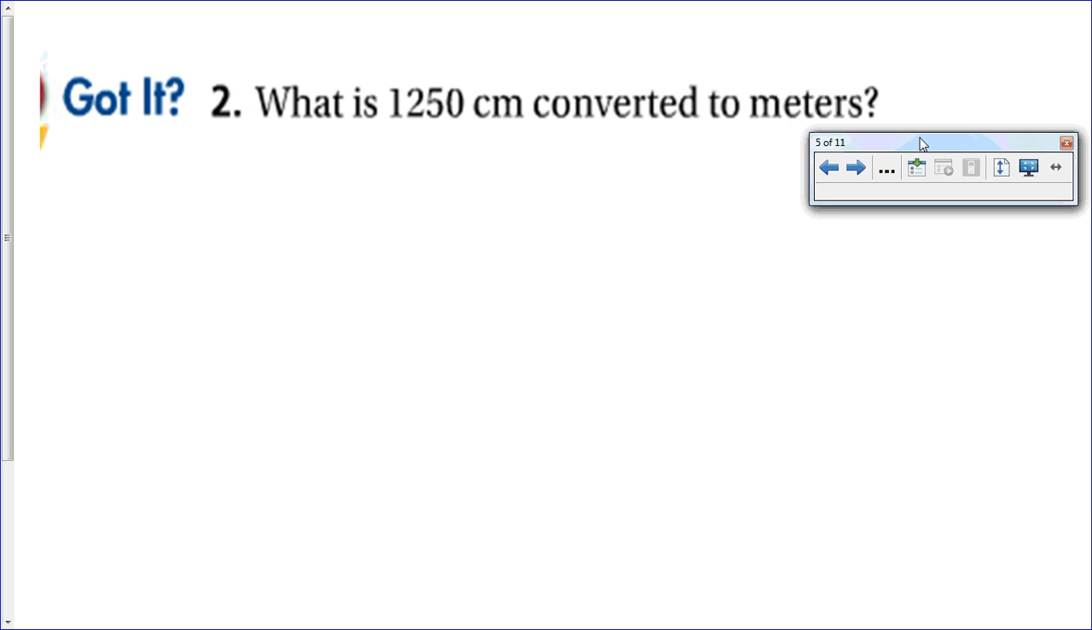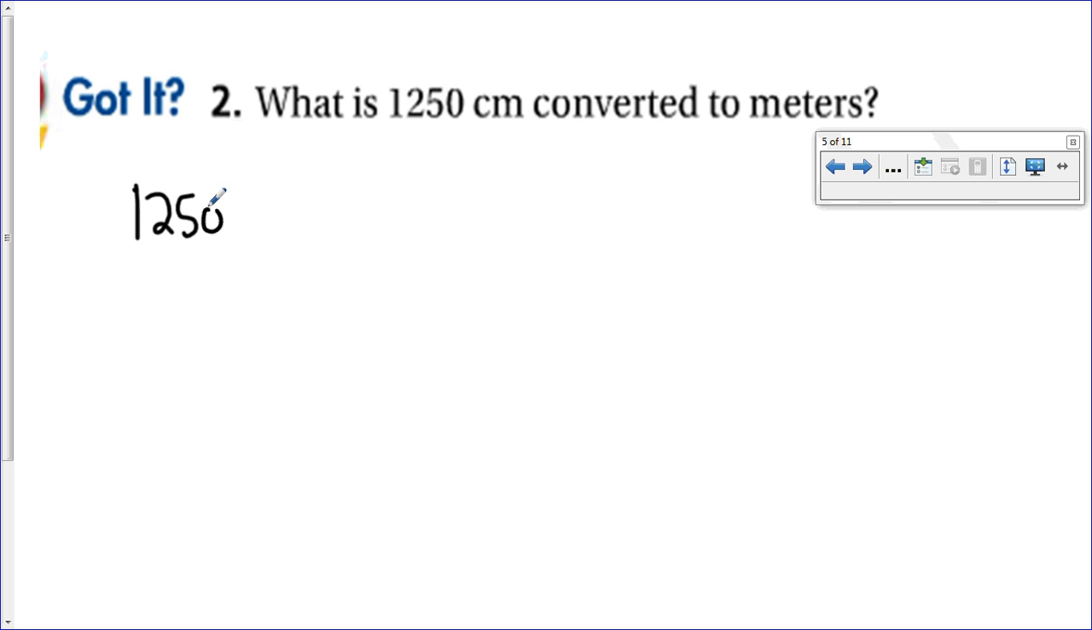Let's try another one. What is 1,250 centimeters converted to meters? Same concept. 1,250 centimeters over 1 equals, centimeters I want across or diagonal, meters I want up top. Meters is bigger, so I write a 1 there. 1 meter. How many centimeters are in 1 meter? That's 100.